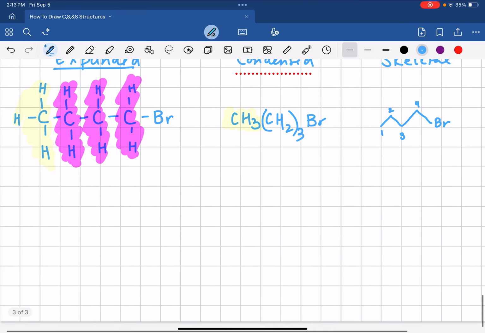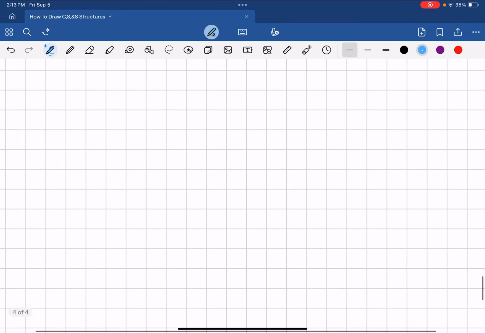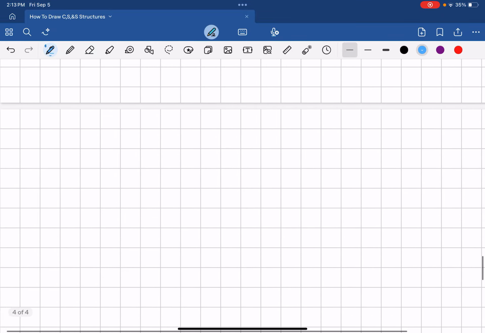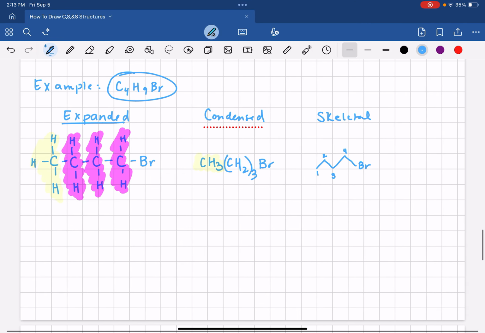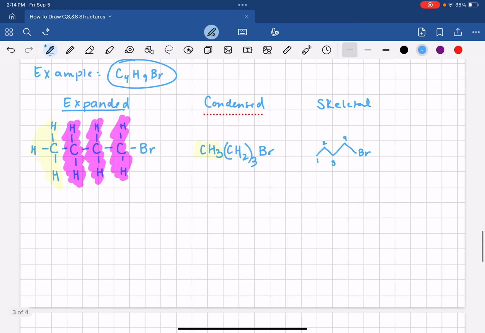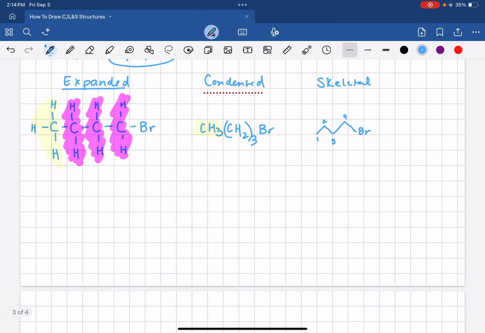Okay, here are some more examples I'd love for you guys to try out, and then afterwards we can go through them together. I'll draw out one structure and you can fill out the others, and then I'll rearrange them. For this example, I'll draw the skeletal structure, and you can go ahead and fill in a condensed and an expanded one.